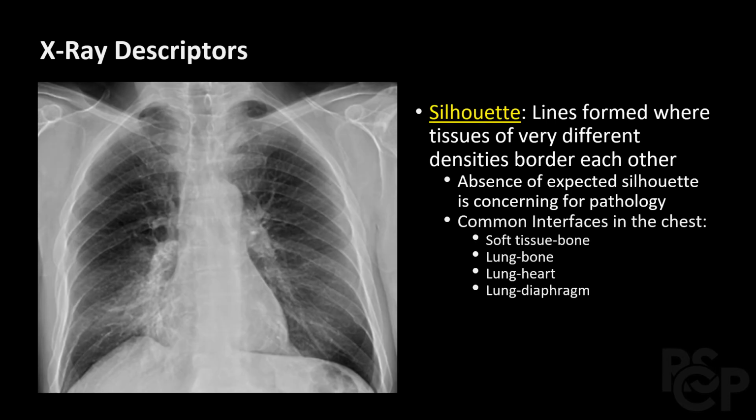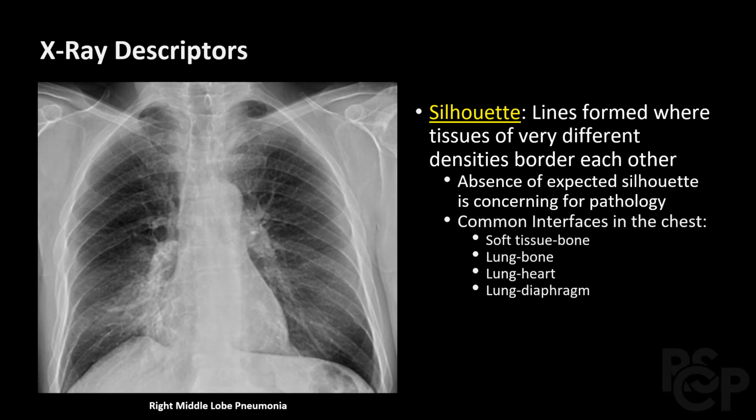Silhouettes are lines formed where tissues of very different densities border each other. Common interfaces in the chest that produce silhouettes are soft tissue and bone, lung and heart, and lung and diaphragm. The example on the left side of a right middle lobe pneumonia is important because it demonstrates how an absence of expected silhouette may be concerning for pathology.